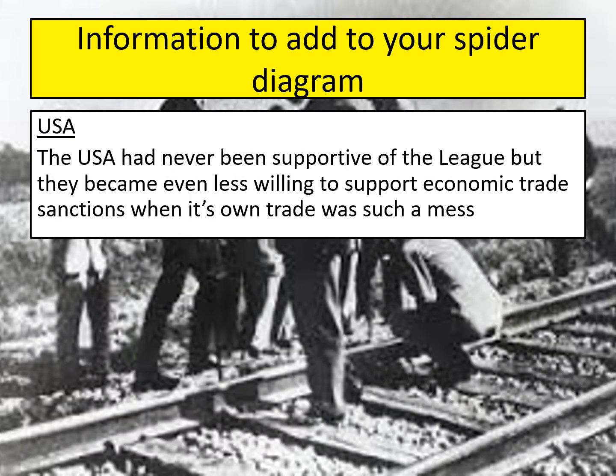So the final two sections that we've got to know about are about the USA and France. So in terms of the USA, we know that they never actually joined the League, they had never been fully supportive of it, and they had become quite isolationist. But during the Great Depression, which affects them incredibly badly, they became even less willing to support the economic trade sanctions when its own trade was such a mess. So we're going to see in some of the crises, they actually make things worse by trading with countries that they shouldn't have been. So that's what we need to know for the USA. Pause it here and make those brief notes on it.